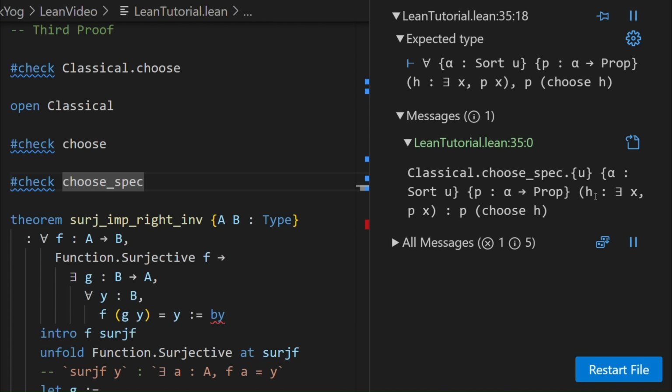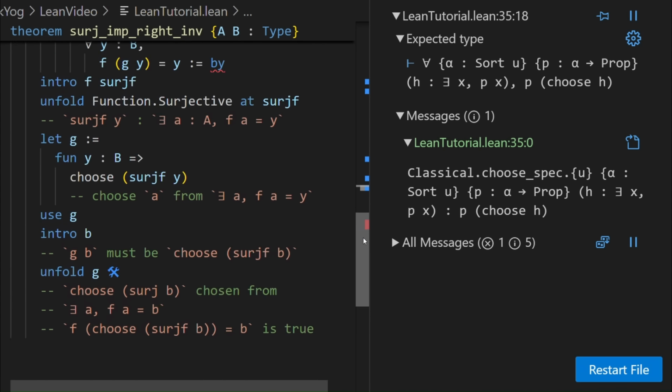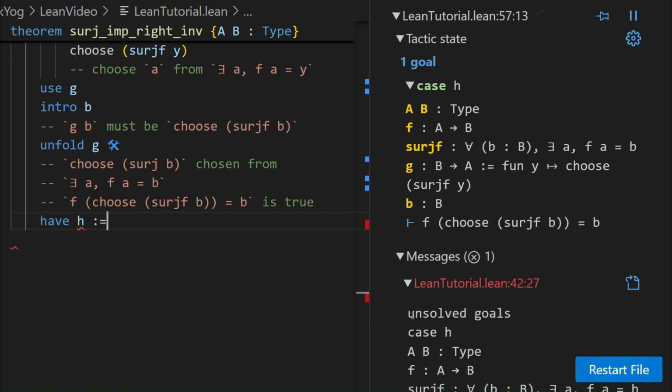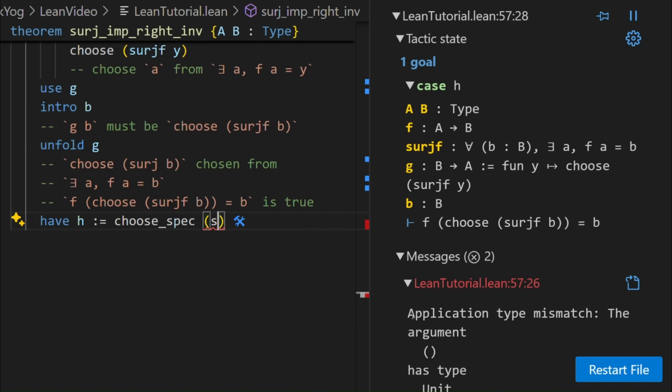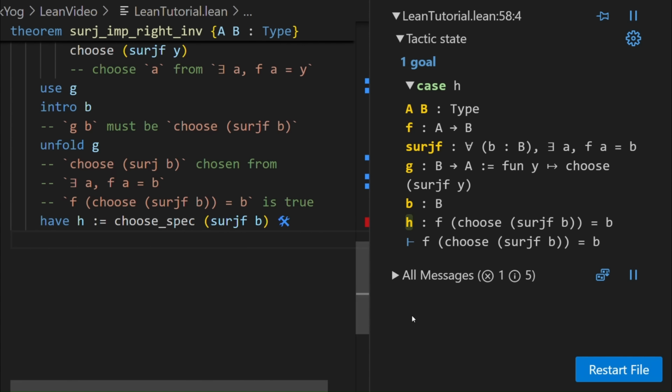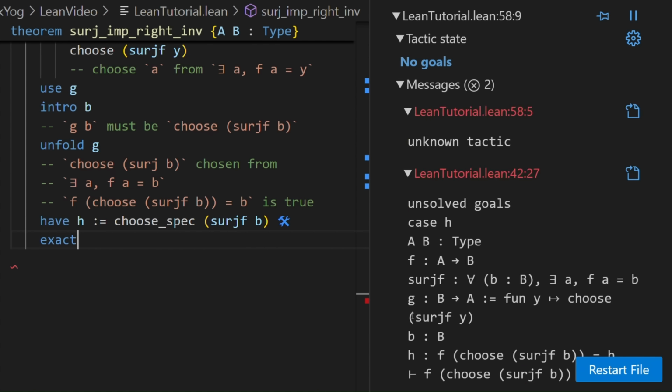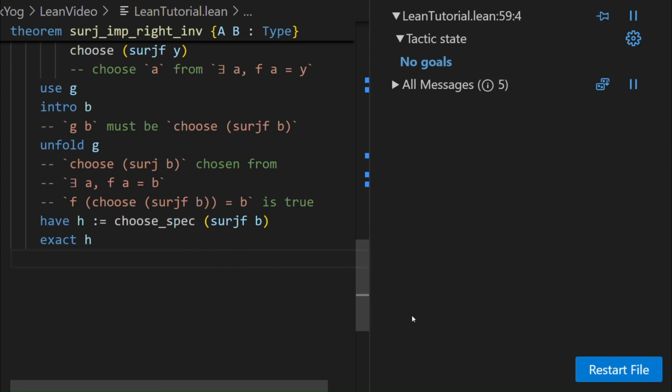Given an exists proof h, if you choose an element from that exists proof, then it satisfies the condition p of the exists statement. Let's have h be choose_spec with the surj_f b proof as input. And the goal is exactly h. We're done.